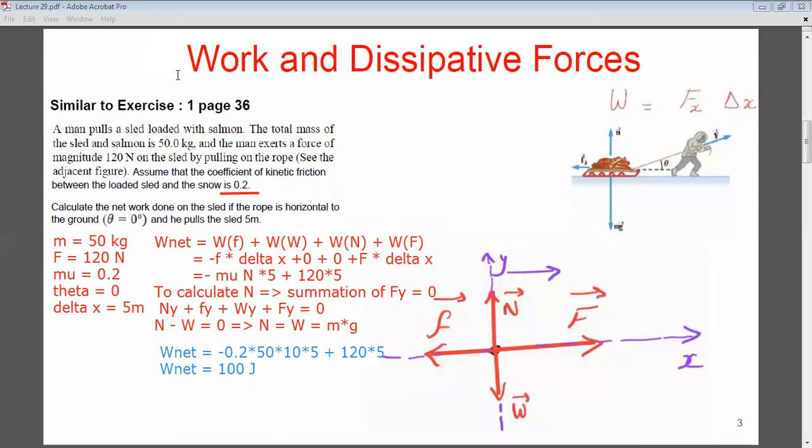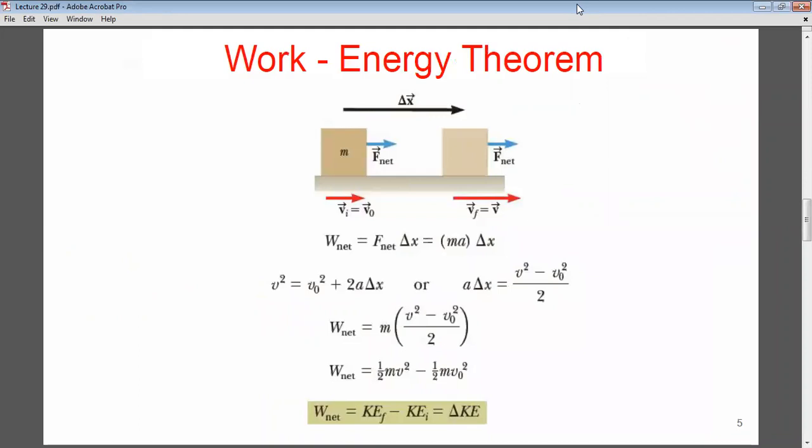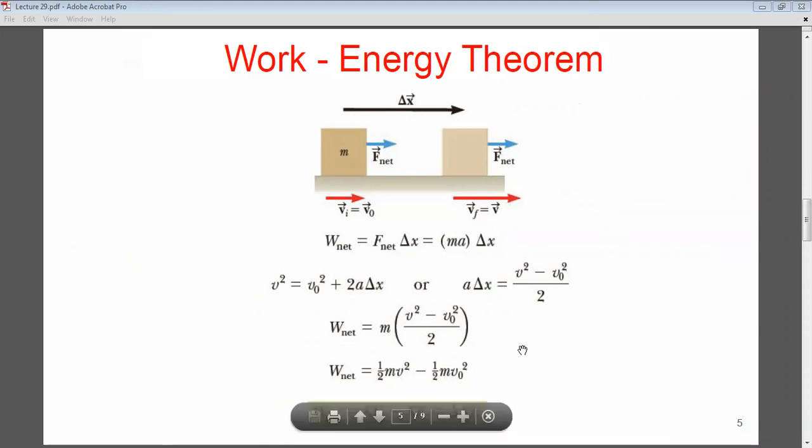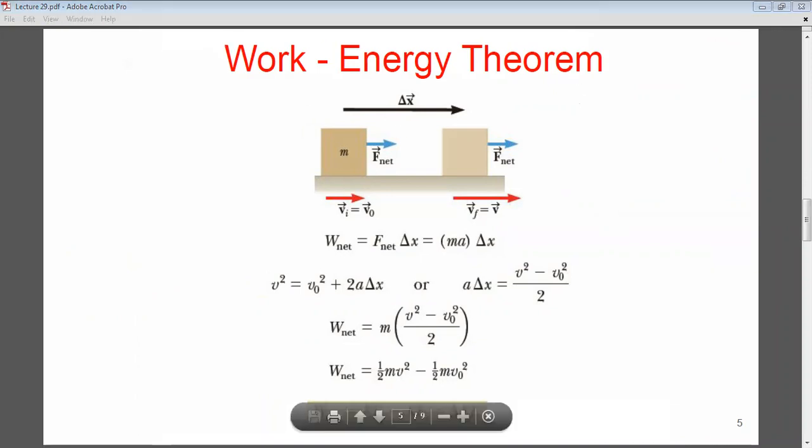Now, why are we learning how to calculate W net? Because over here you find the solution. Because we will come to an important theorem, which is the work energy theorem. Over here, I'm deriving the theorem, but you don't need to know how we derive it. You just have to memorize the result. But let's derive it together.